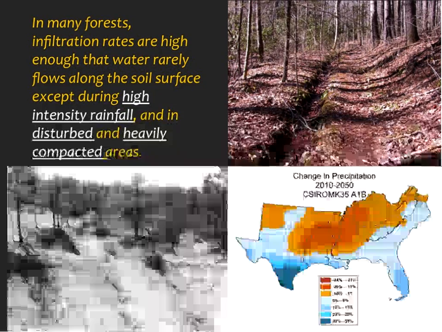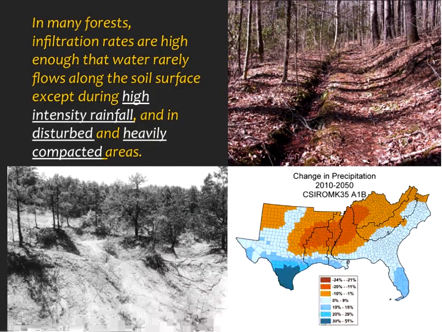For the most part, overland flow, or Hortonian flow as it's called, doesn't happen very often in many forests, because the infiltration rates are really high, or certainly high enough that water rarely flows along the soil surface. Now, there are exceptions to this, and there are certainly times where rainfall intensities are so high that water, and especially if it's a long, high-intensity storm, that all the pores in the soil get filled up and water can flow along the surface. But it also can happen in heavily disturbed or heavily compacted areas as well.